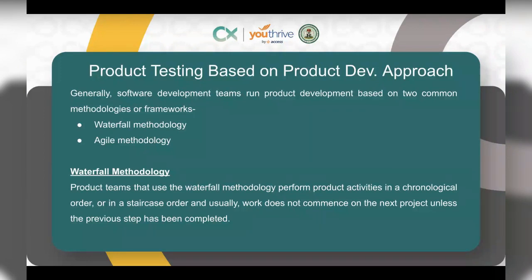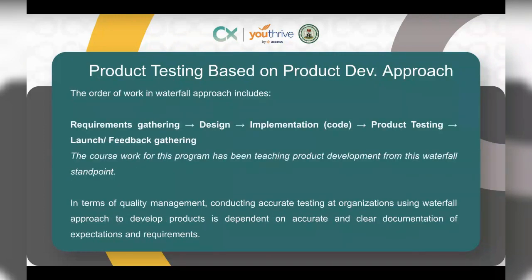Now, under waterfall methodology, product teams perform product activities in a chronological order. Chronological order means one after the other, or in a staircase order. Usually work does not commence on the next step unless the previous step has been completed. The order of work in the waterfall approach involves requirements gathering, design, implementation, product testing, and launch or feedback gathering.